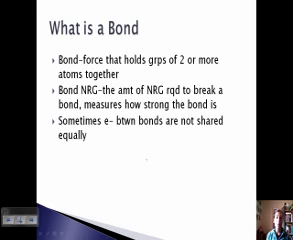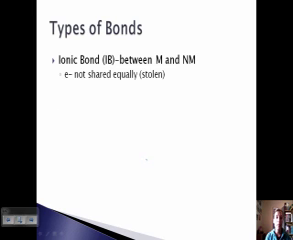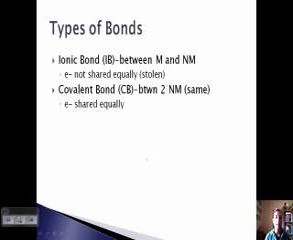Sometimes electrons between bonds are not shared equally, and we're going to look at 3 different types of bonds that you can have within molecules. The first type of bond is an ionic bond. We're going to abbreviate that with IB, and it's between a metal and a nonmetal. In this bond, electrons are not shared equally at all. In fact, they're stolen by the nonmetal from the metal. Because remember, metals want to be cations, which is positively charged, and nonmetals want to be anions, which are negatively charged.